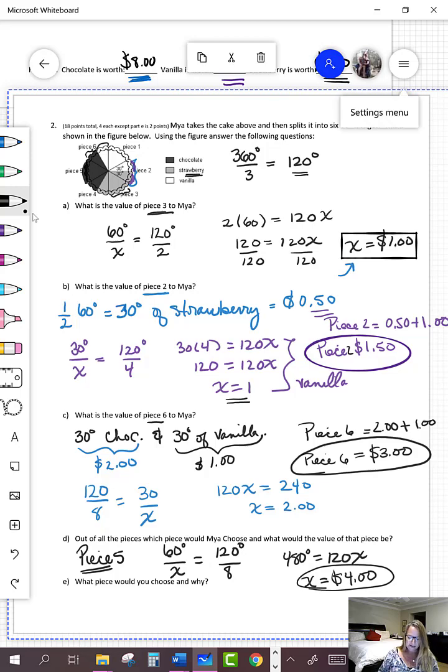So you can see what each piece is worth. Part A is worth 4 points. Give yourself 4 points if you got the correct answer and you showed your work, and it was in a way that makes sense. Same thing with B, which is worth 4 points. C is worth 4 points. D is worth 4 points. And then that last one, your preference, was worth 2 points.